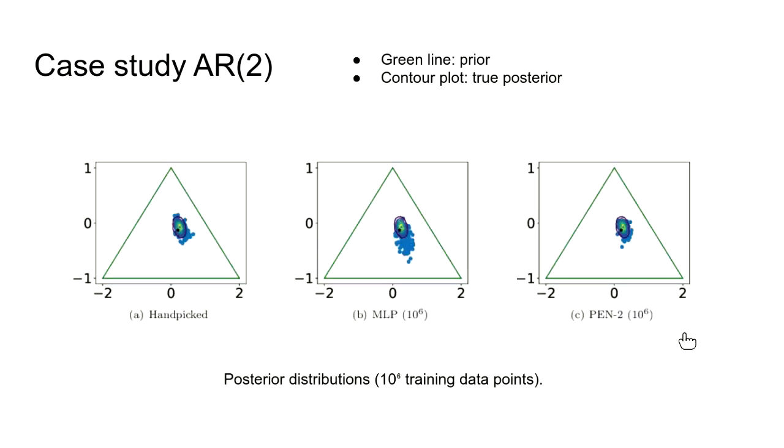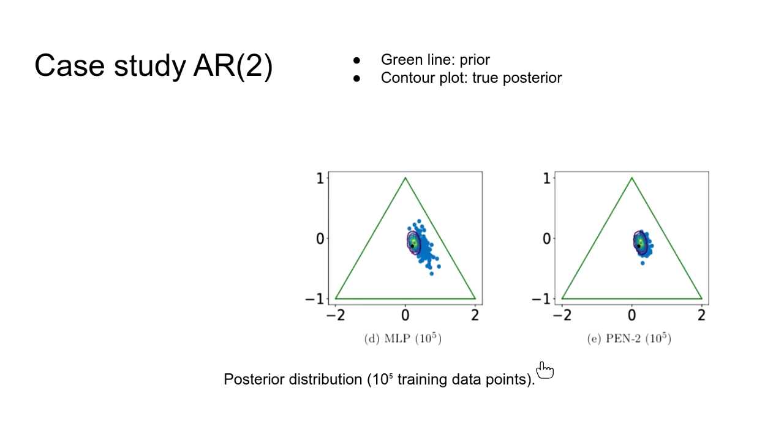So here we will compare three methods. We have hand-picked summary statistics, we have an MLP network, so just a standard feed-forward network, and then we have our PEN network of order 2 that takes into account the partial exchangeability of the data. The green line here shows the prior, so we have a flat prior over the allowed parameter space. And the contour plot is the true posterior that we obtain using MCMC. In our first case, we use 1 million training data points, and we see that both the MLP network and the PEN network essentially compute similar inference results. They both learn the posterior distribution quite nicely.